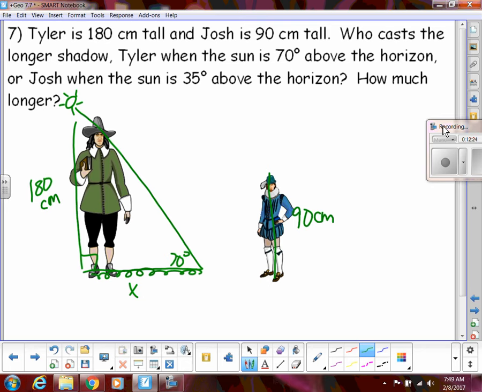Or is it Josh? He has his own sun when it is 35 degrees. Okay, so we were talking about his shadow. So let's call that y. So we're going to compare x and y and see which one is longer.